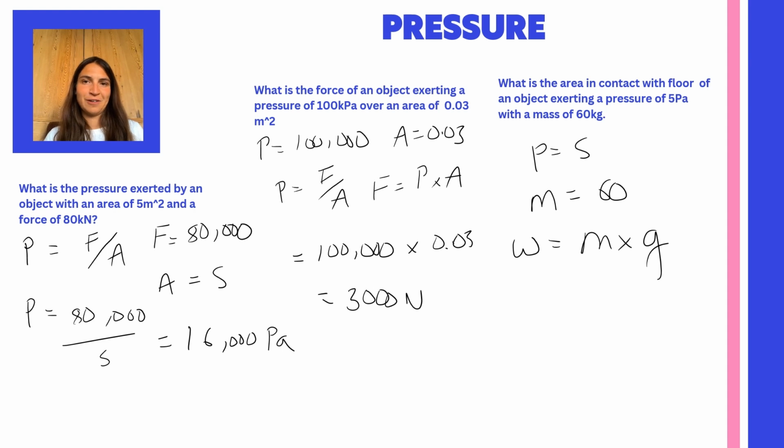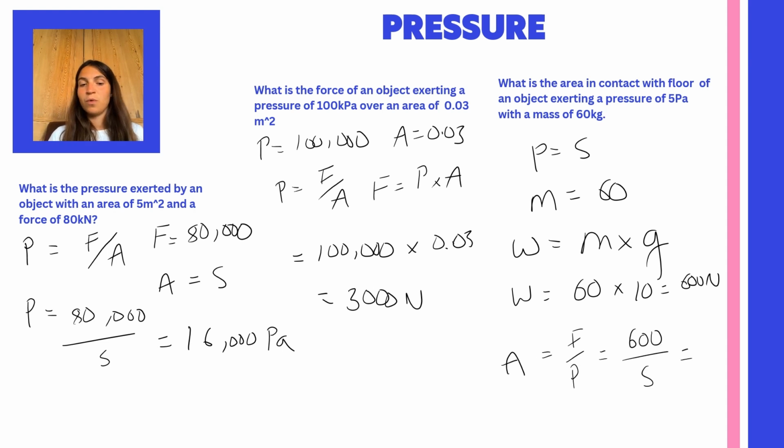And I have that equation from previous topics. Weight is equal to mass times g. So my weight is 60, the mass, times g is 10, is 600 newtons. Now I have got my force 600 and my pressure 5. My area, I need to rearrange that equation. It's going to be my force divided by my pressure will give me my area. 600 divided by 5 is 120 meters squared.